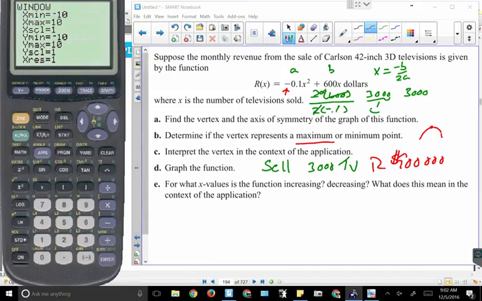Now, what is the minimum number of TVs that I can sell? Well, that'd be 0, correct? I can't sell negative TVs. So that's going to be 0. Maximum number. Now, if the vertex represents a point halfway through, and I want to make sure that I have my graph large enough for the x inputs so that I can see the whole thing, what would be the smallest number I'd want to put there? Anybody got a clue?